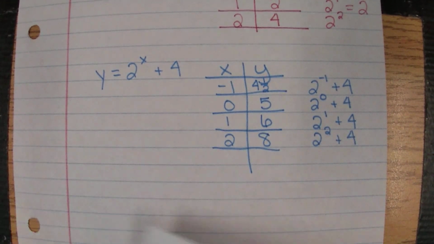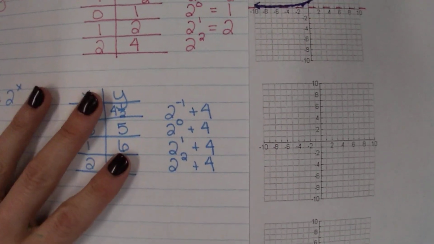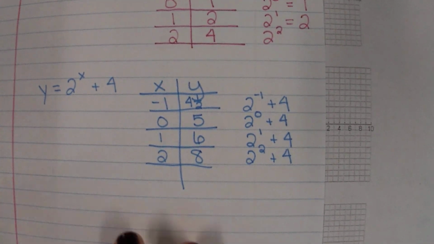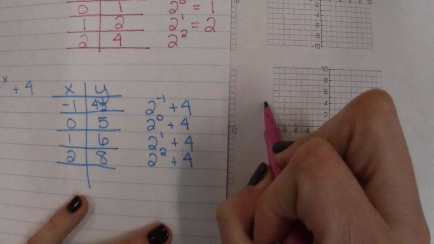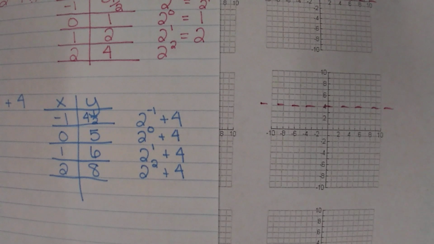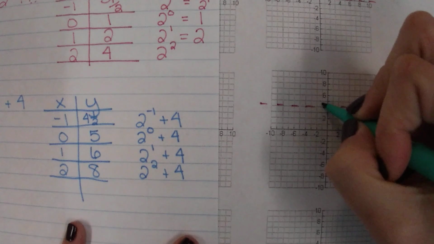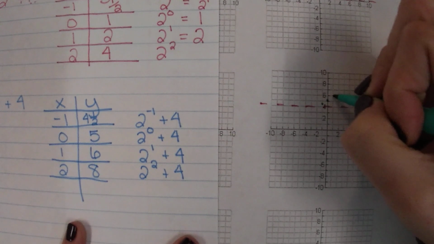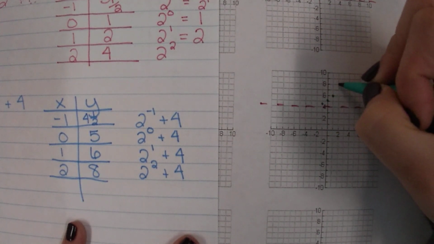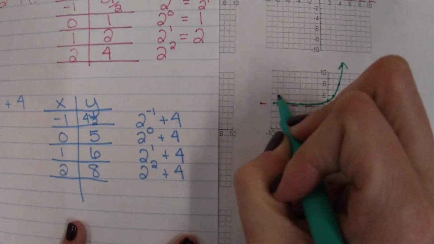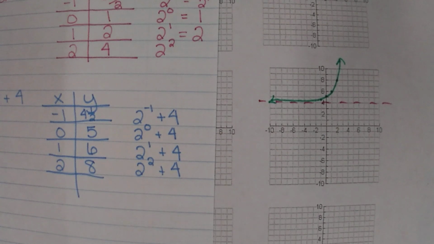Okay, so now when I go over to put this on my graph, I'm again going to look at my C value. My C value is 4, so at 4, there is an asymptote. There is a horizontal line that I cannot cross. So let's start plotting these values on here. So I have a point at -1, 4.5, 0, 5, 1, 6, 2, 8. Okay, and so I'm just gonna make my sort of swoop. And there is my graph.